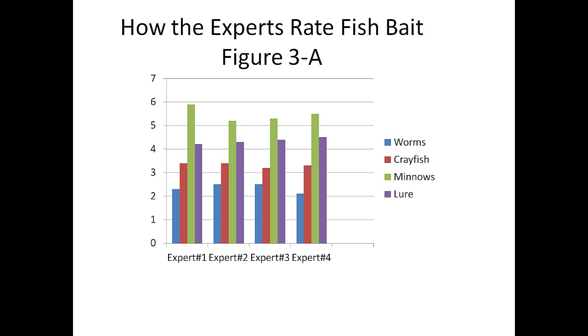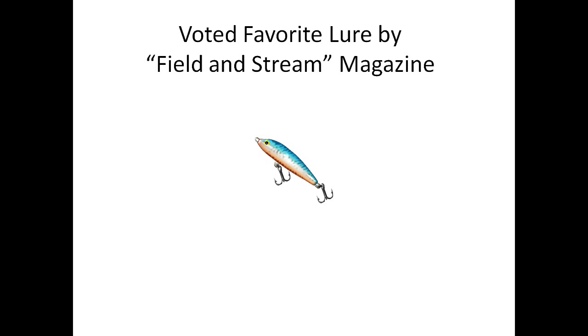For example, one of the things we want to address is the issue of which bait is the best to use. Clearly, when we see the results of a survey of 4 experts in bar graph form, there's no misunderstanding as to what they think works best. If you want your reader to know what the most popular fishing lure looks like, well, a picture is really the most effective way to describe it.